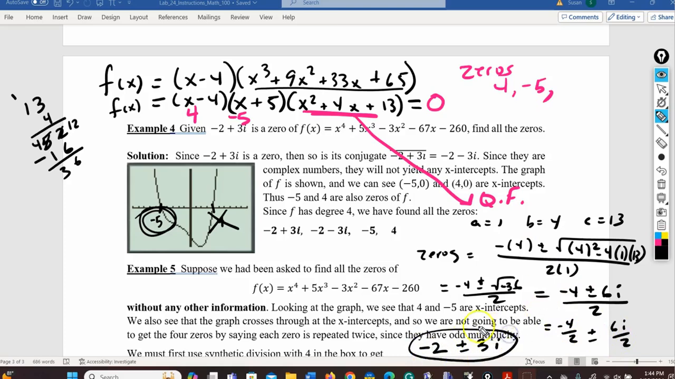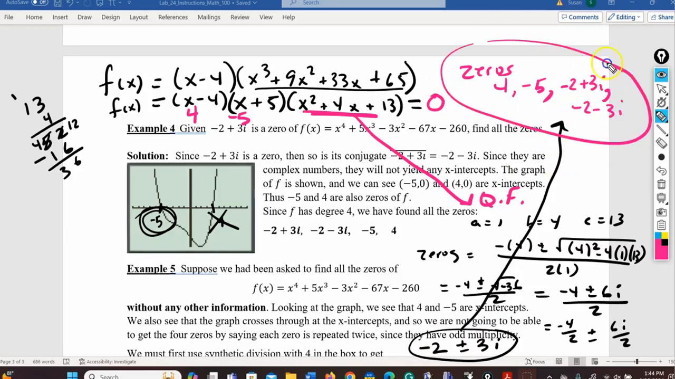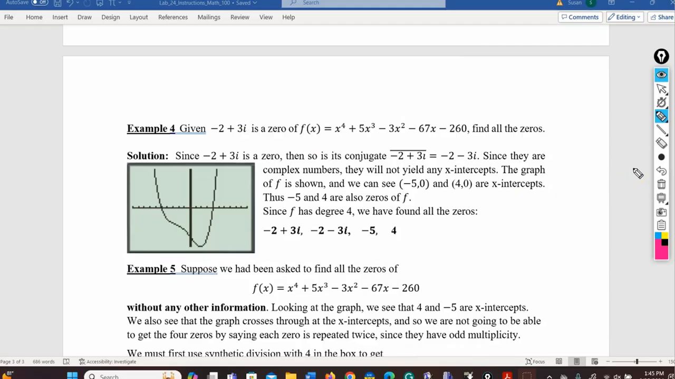Now, you can't put plus or minus into web work, so you're going to have to write them separately. So one is negative 2 plus 3i, and the other is with the negative sign, negative 2 minus 3i. And I get the same zeros, the same result. So I had to do a bit more work because I didn't have any information to start with. So it's really helpful when you're told what the zeros are.